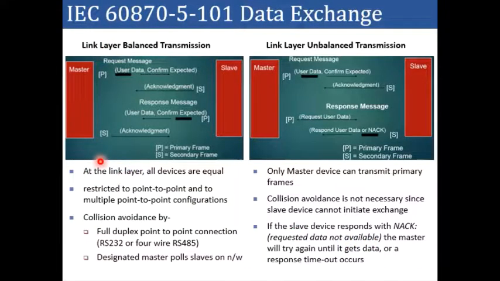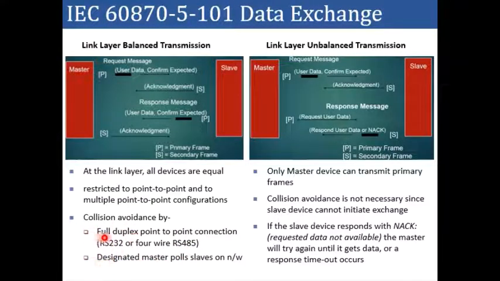Now in case of balanced transmission, at the link layer all devices are equal, and it is restricted to point to point and to multiple point to point configurations. In case of balanced data transmission, the collision is avoided by using full duplex point-to-point connections. Generally, we utilize RS-232 or RS-485 for such kind of arrangements.